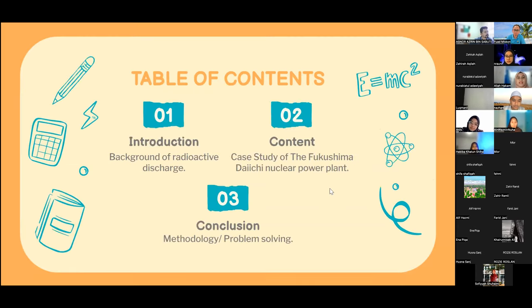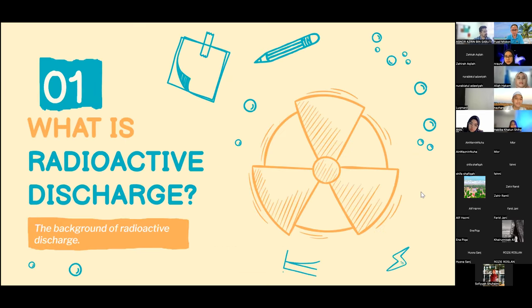This is what we are going to talk about. We will talk about the introduction, the case study of the Fukushima Daiichi nuclear power plant, and also the conclusion, which includes methodology and problem solving. It seems that almost every day there's another story about pollution of one form or another. Very often our own actions lead to that pollution, and in many cases we actually can do better about it. So what is radioactive discharge?